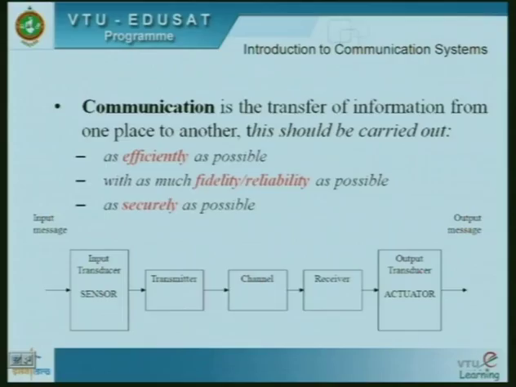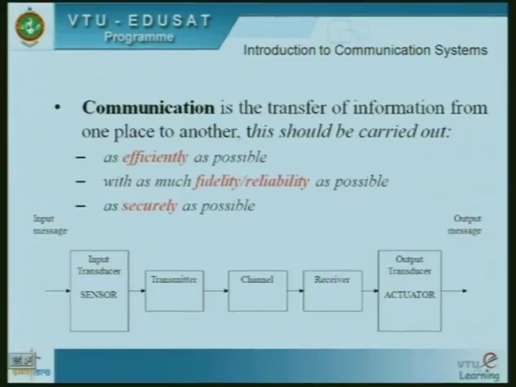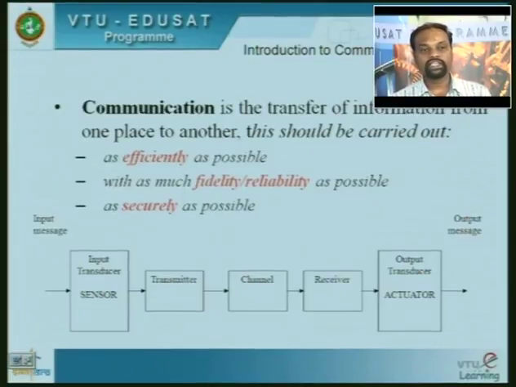Now let us understand the basic block diagram of a communication system. The basic block diagram in a communication system is as follows. You have an input message. As I mentioned earlier, an input message is basically the physical quantity.